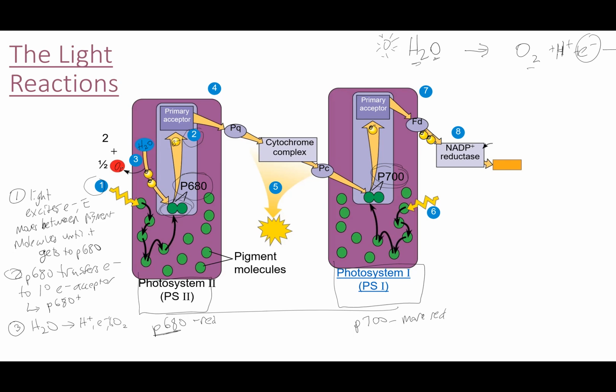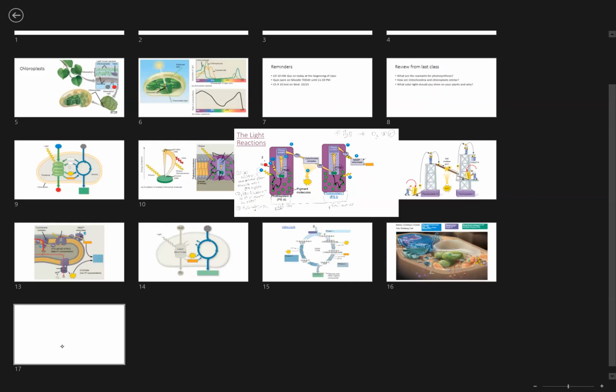These hydrogen ions, we're going to get 2 of them. They're going to go to the thylakoid space.